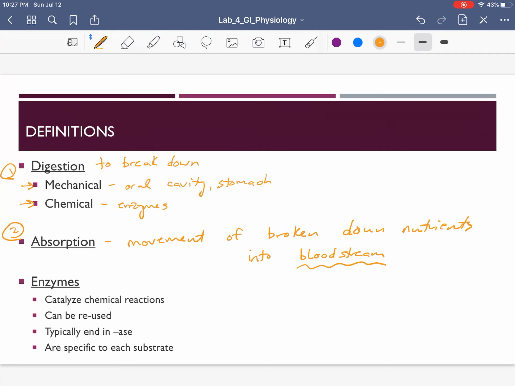And lastly, make sure that you review some things about enzymes. So we know that enzymes are chemicals. We know that enzymes are needed to perform chemical breakdown. But let's be more specific. The definition for an enzyme is a chemical that catalyzes, or speeds up. Catalyze is just a fancy word for speeds up. So enzymes speed up chemical reactions, make them happen faster.